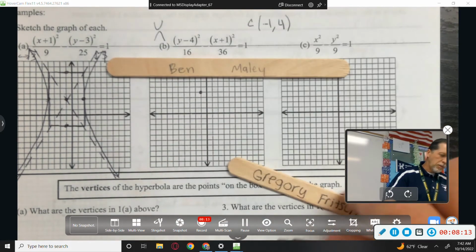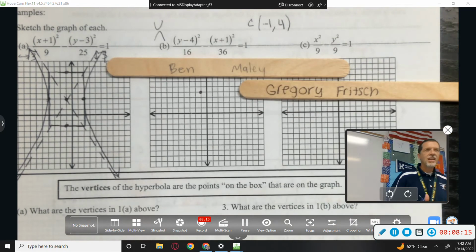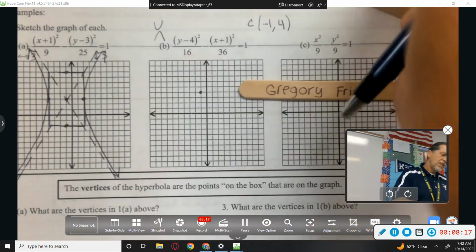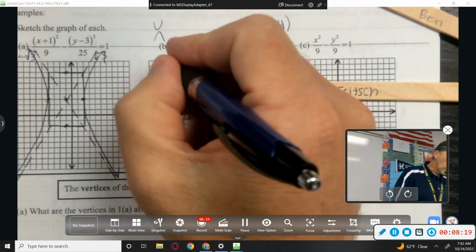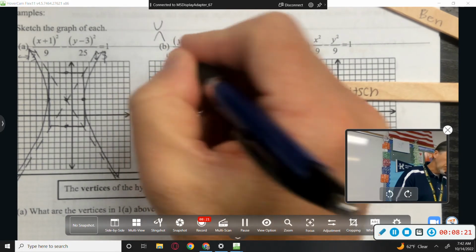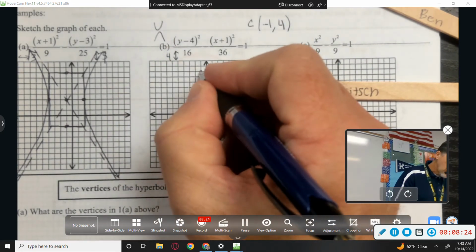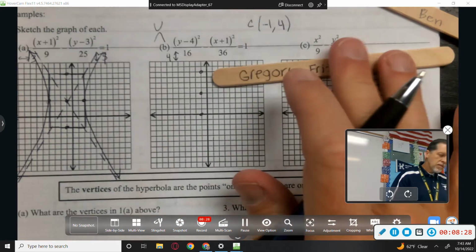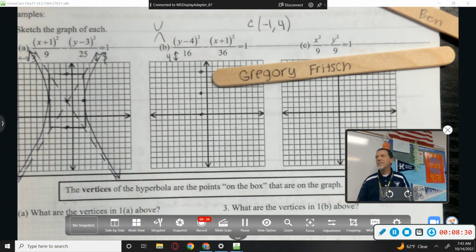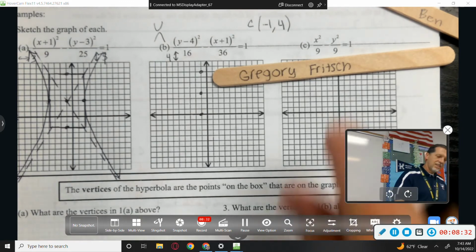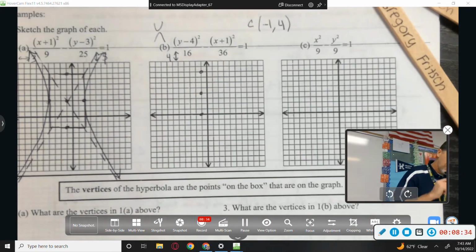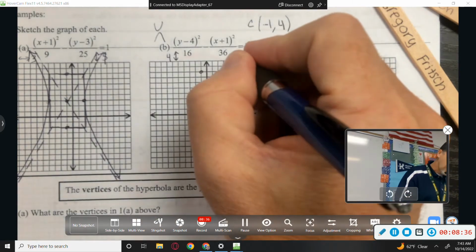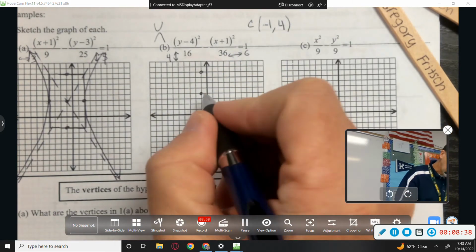Ben, what do you think we do with that 16? Square root it and go 4 up and down. Good. 4 up and down because it was under the y. Gregory, how about the 36? What do we do with that? Square root it and 6 left and 6 right. Good. Left and right 6.